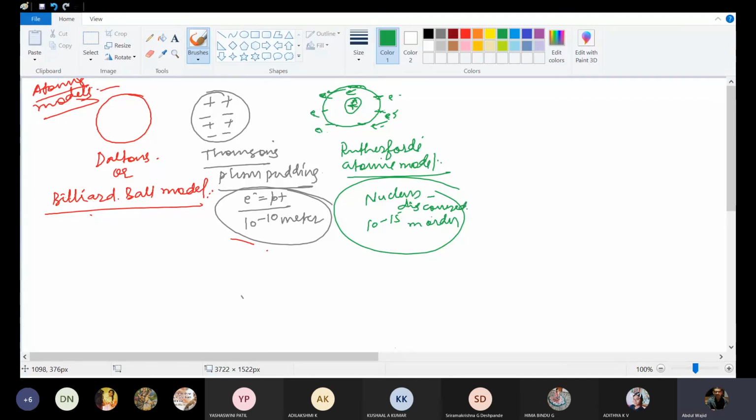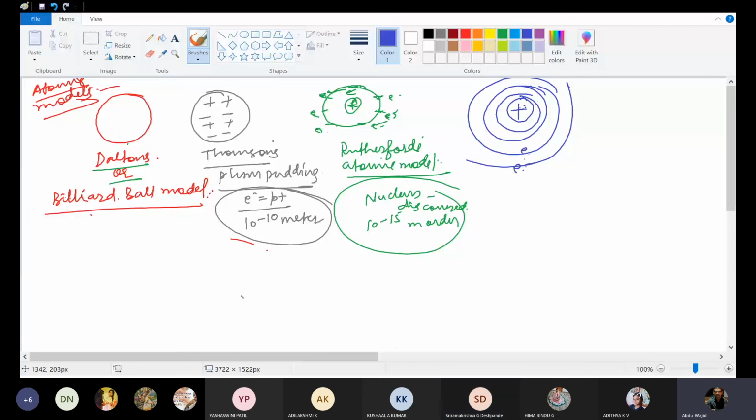Is it okay? See the chronology of the various atomic models. Here Dalton's, this is Thomson, this is Rutherford. What next? Next is Bohr's atomic model. This is the nucleus and then circular orbits with electrons, up to 7 orbits. That's very important. Yes, Neil Bohr. Bohr's atomic model.